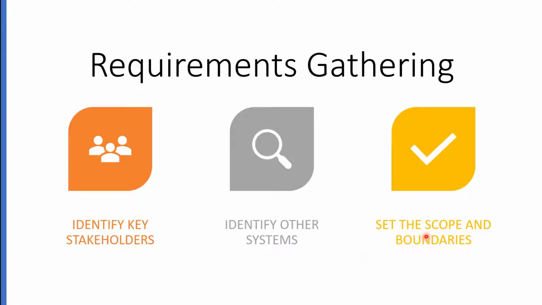scope and boundaries. And scope and boundaries is really important because this is going to sort of give you an idea just how large of a project it is. You can certainly rein in the size of a project by narrowing the scope of the system that you're trying to build.